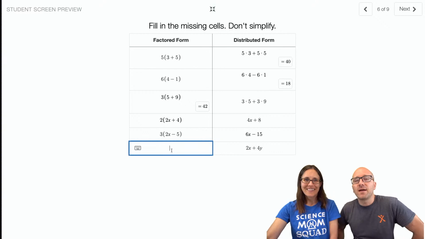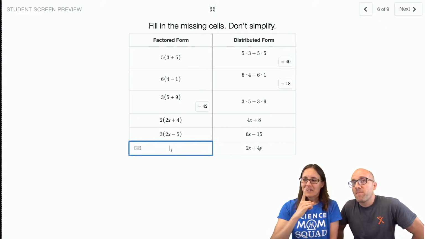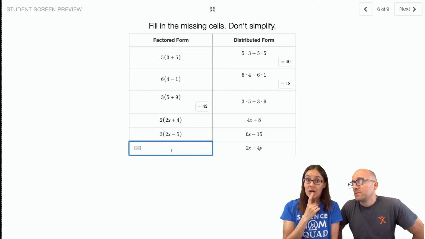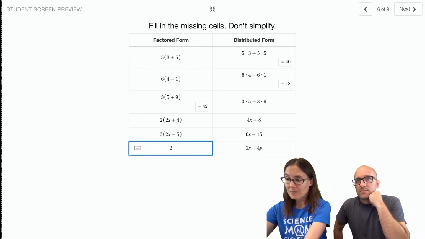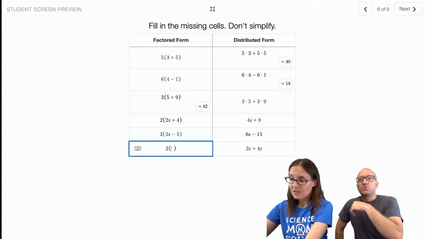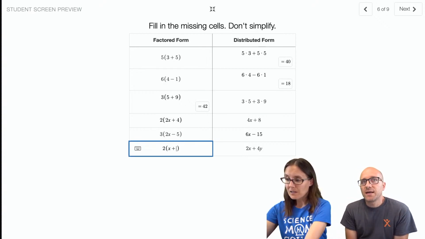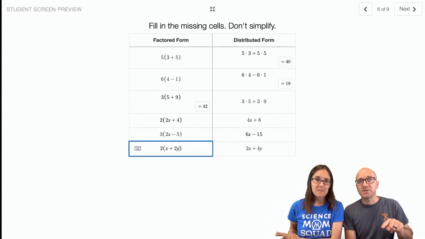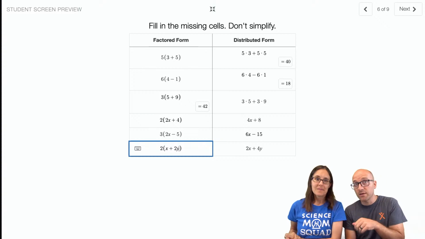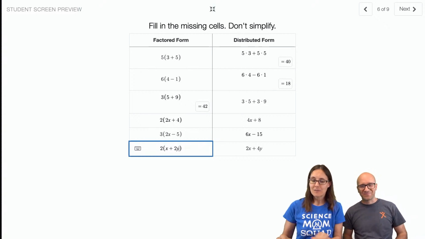Thank you. All right, and then this last one: 2x plus 4y. I could see that you could have 2 in both of those. It could have been 2 times 1 and 2 times 2. So 2 is being distributed across: 2 times x plus 2 times 2y. That is correct. Thank you, Rosalie. Woohoo!